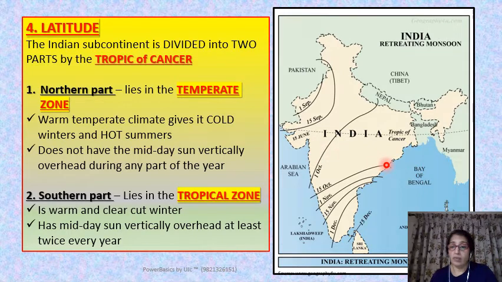It is warm with a clear-cut winter, not such a cold winter. Here, the midday sun lies vertically overhead at least twice every year because we're going closer to the equator. So latitude is important. This important latitude, the Tropic of Cancer, puts us in the tropics, below it. And that's how the monsoon winds are coming to us, because now we're in the tropics where the monsoon winds reside, right? Latitude is important. Understand why.